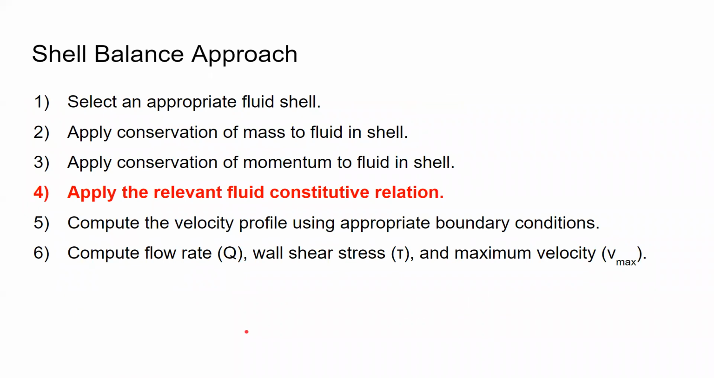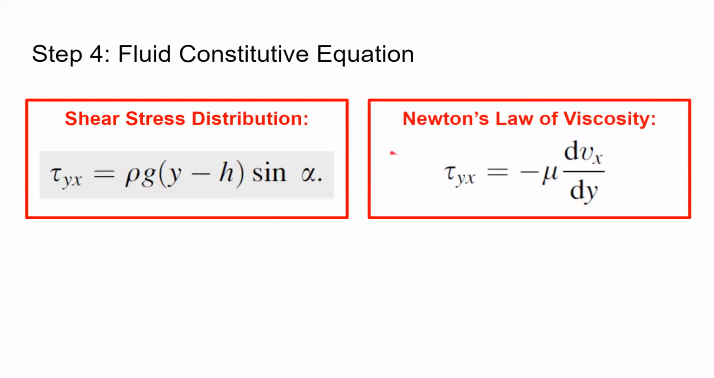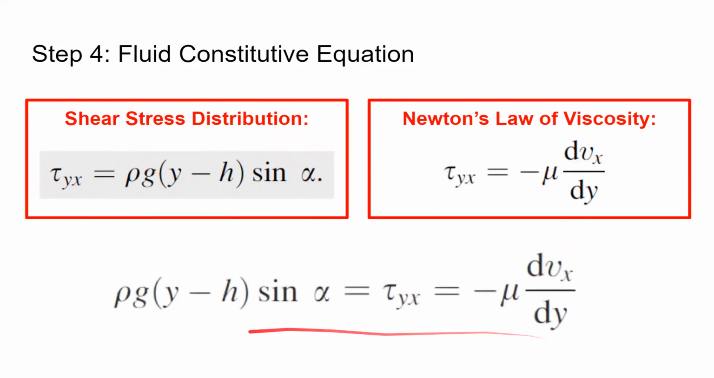Okay, now let's move on to step number 4. This is where we apply the relevant fluid constitutive relation. Great, so we know our shear stress distribution right over here. This is from the previous step. And because we're assuming that this is a Newtonian fluid, we're going to be using Newton's law of viscosity. We know our constitutive equations already, so we're going to be using this. Essentially you can see the shear stresses are equal. We set these two terms equal to each other like this. That is step number 4.